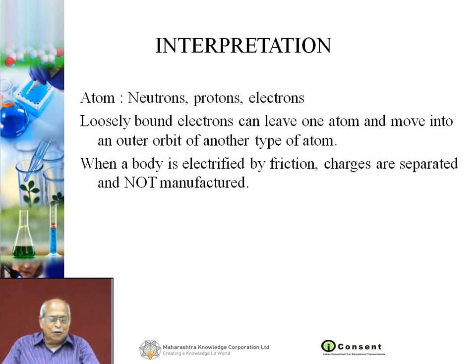Again, you know that electrons are moving around the nucleus in some systematic way. Electrons are distributed in different orbits. So some electrons are moving in inner orbits and some in outer orbits. Particularly the valence electron is moving in the outermost orbit. Now see that there is attraction between negatively charged electron and positively charged nucleus.